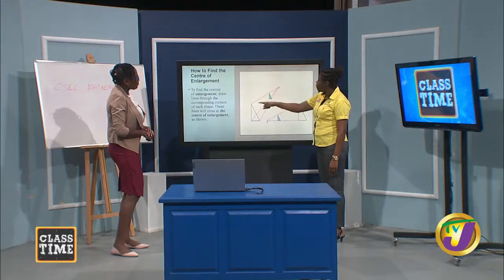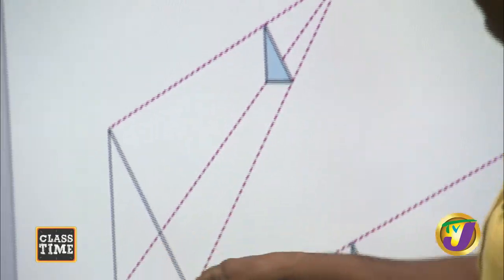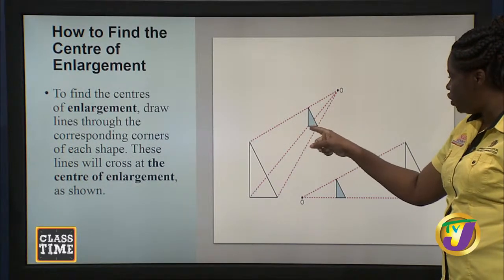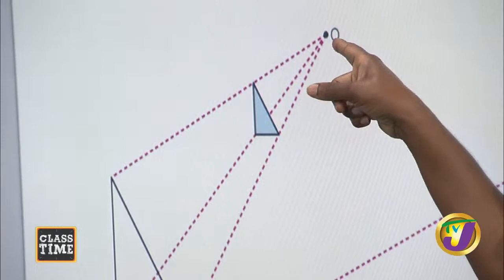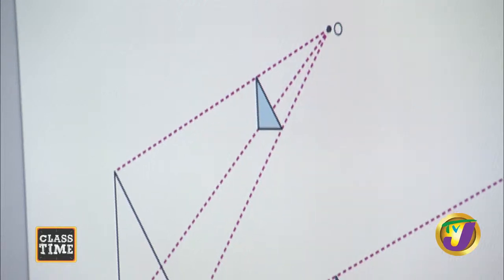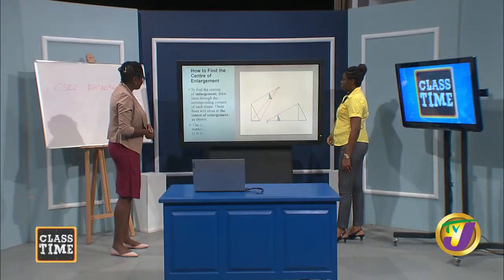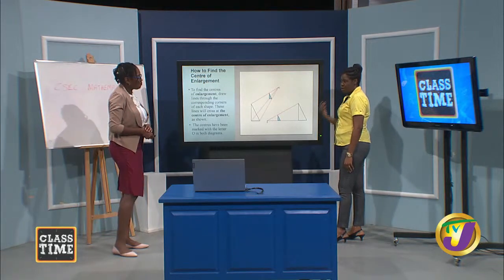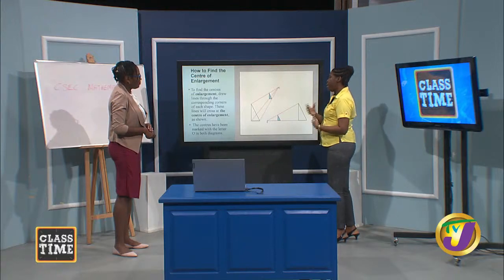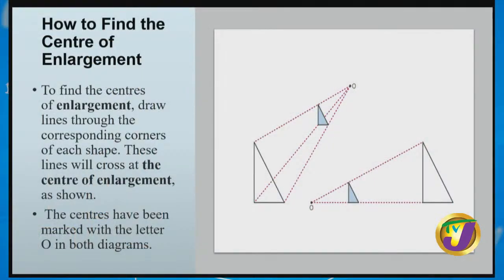Notice a line segment is extending from the vertices of the triangle to the center of enlargement on both image and object. The point where they meet or intersect is called our center of enlargement. We'll be doing that when we get into the activities of the lesson. You'll see how we find the center of enlargement by extending lines from the vertices. In this case it's called O. Is it always going to be O? No, your center of enlargement can be any letter.